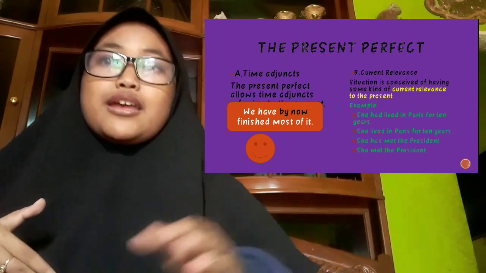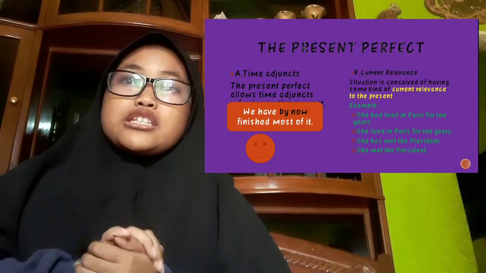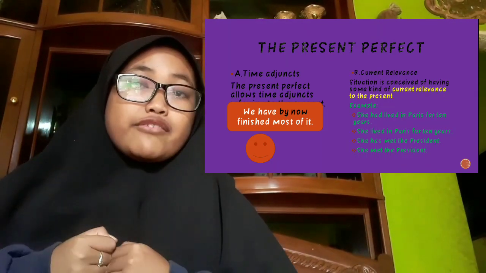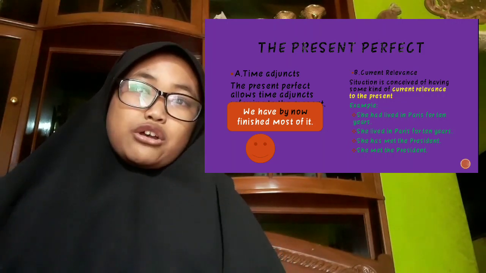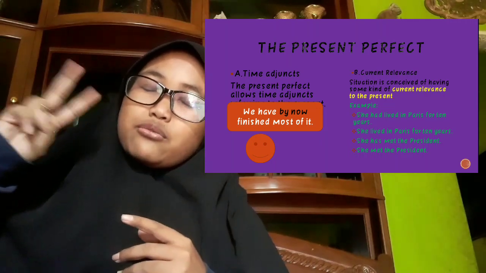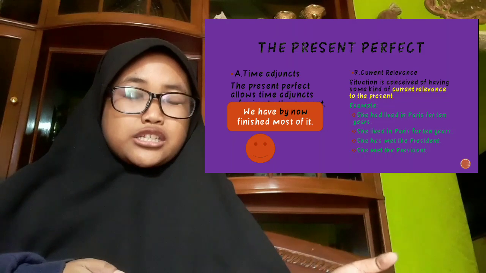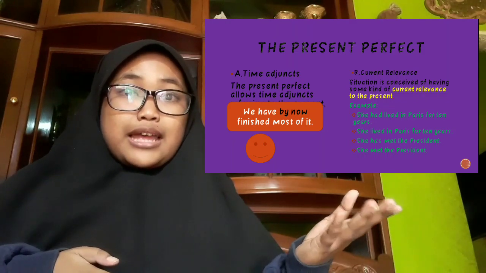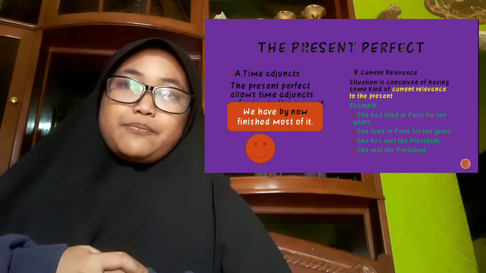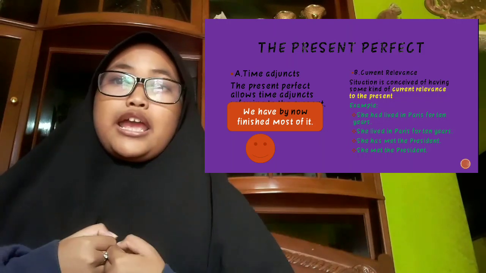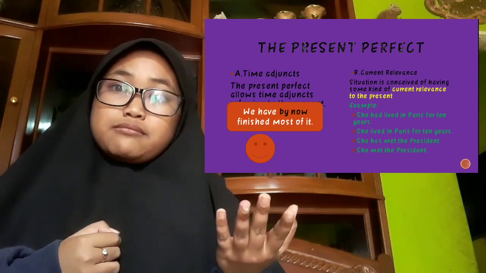And the second is current relevance. Current relevance is the concept of a situation having some kind of relevance to the present. So it has a relevance with the present. For example, "she has lived in Paris for 10 years." So until now, she still lives in Paris. Another example is "she lived in Paris for 10 years."